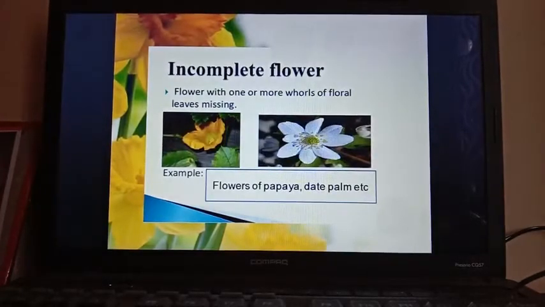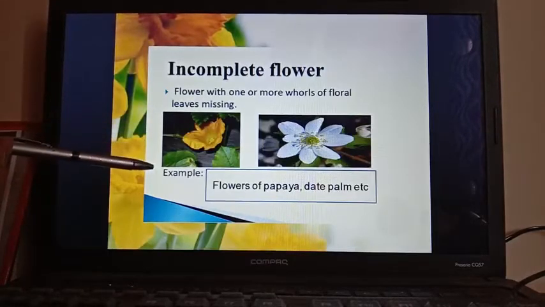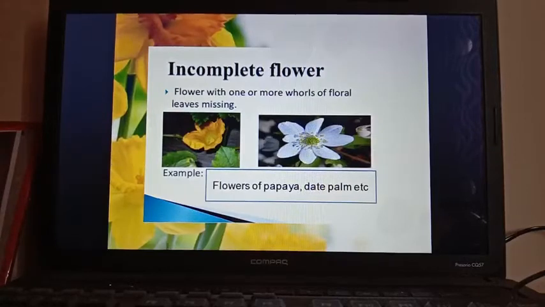The next type of flower is the incomplete flower. What is an incomplete flower? It is just the opposite of the complete flower. In a complete flower all four whorls are present, but an incomplete flower is a flower in which one or more whorls of floral leaves are missing. Examples of the incomplete flower: flowers of papaya, date, palm, etc.